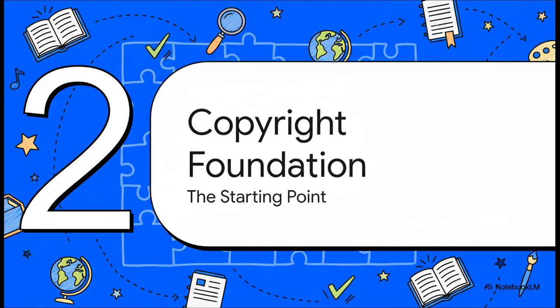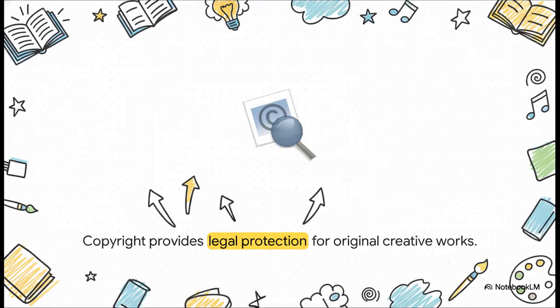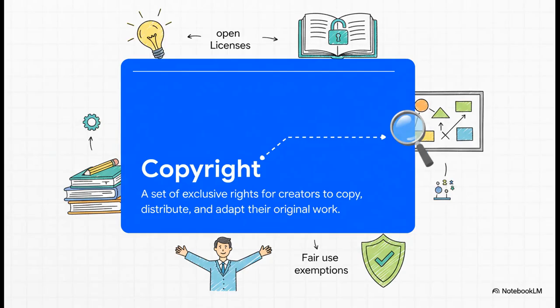Okay, so to get how you can use stuff, we first have to talk about the default setting. What does it actually mean when something is copyrighted in the first place? You see that little C in a circle? At its heart, that symbol just means there's a bundle of legal protections wrapped around an original creative work. It's the baseline, the starting point for everything from a novel or a movie to a photograph or even a piece of software code. Now, I want you to really focus on that word, exclusive.